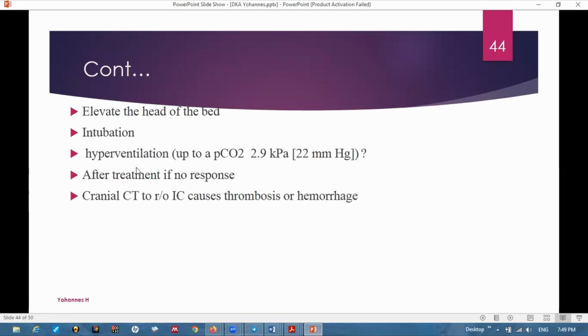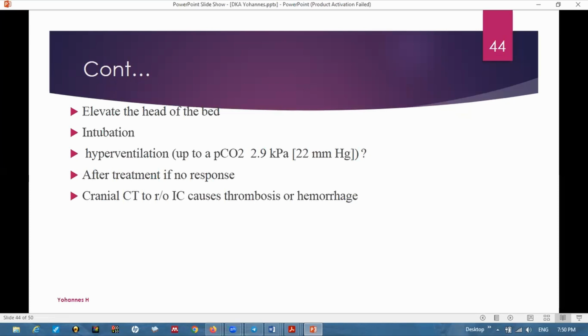Previously, hyperventilation was said to be a management in diabetic ketoacidosis, but currently it will have a delayed rebound effect in the brain, so it is not recommended. After we manage the cerebral edema, if there is no response, we should look for other differential diagnoses. So we should do a CT scan or MRI. The deterioration can be due to hemorrhage, thrombosis, or infection, so we should investigate them.